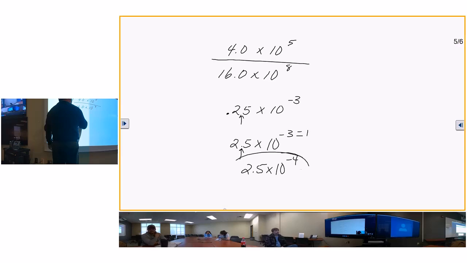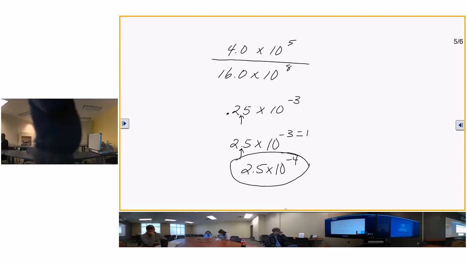And students will screw this up, and they'll say plus 1, and you get a negative 2, and they'll get it wrong. So that's an example of a decimal.